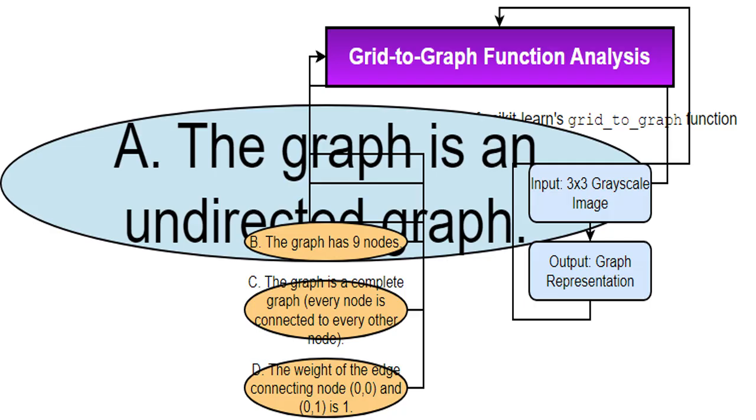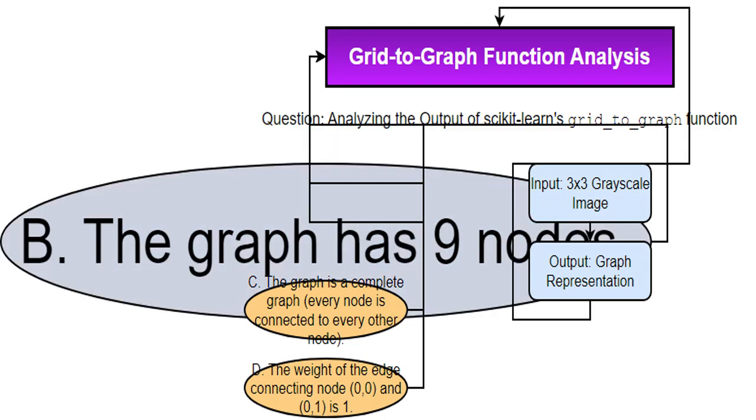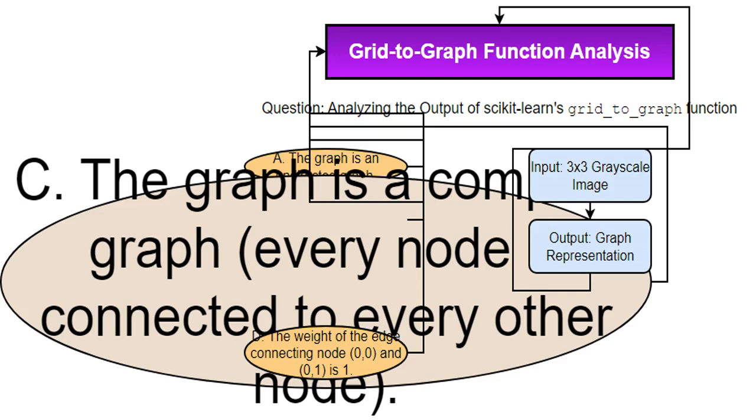I'm checking if the connections between points in the graph go in both directions or only one way. An undirected graph means connections work both ways, like a two-way street. I'm checking how many points or nodes are in the graph. Since the image is 3x3, the graph should have 9 nodes, representing each pixel. I'm checking if every node is connected to every other node. In a 3x3 image, a complete graph would have far more connections than are actually present in this graph.